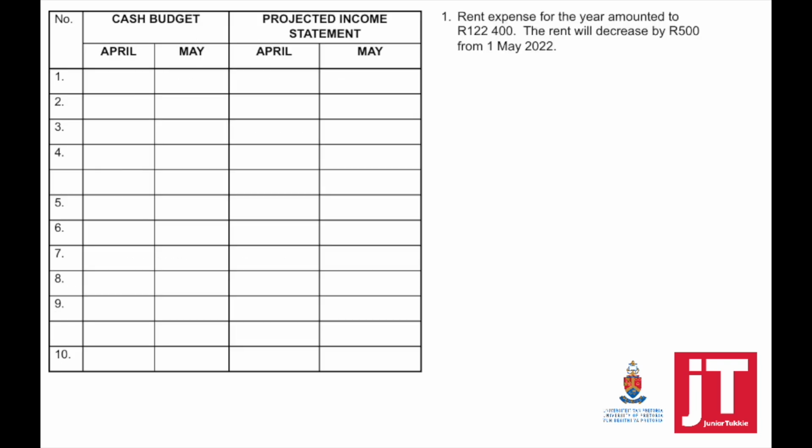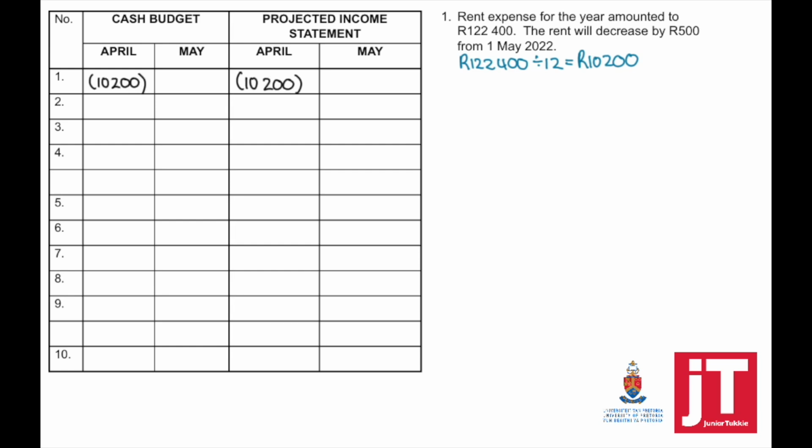Transaction 1. Rent expense for the year amounted to 122,400. The rent will decrease by 500 from 1 May 2022. So first we need to find out, what is the monthly expense? If they provided us with the rent per annum, it's 12 months. So to find the monthly, take 122,400 divided by 12. Now this is my monthly expense.